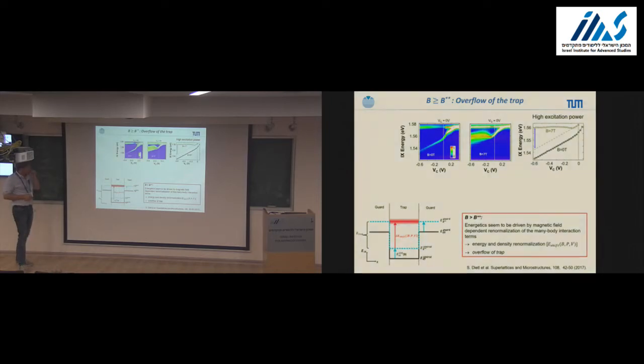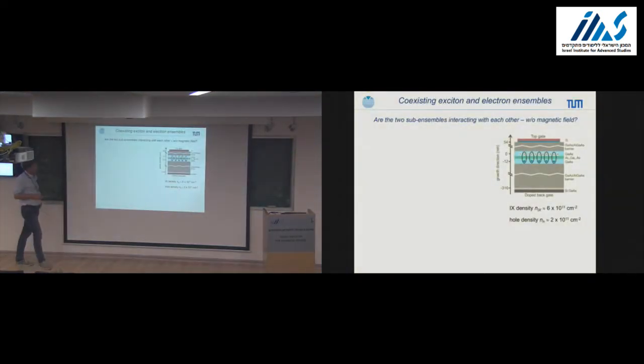Okay, so the question is now, do the two sub-ensembles, the indirect excitons and the holes, interact with each other also without magnetic field. So I would like to present the following experiment. It's on the same heterostructure, and let's say we have holes in the top quantum well and excitons formed with electrons in the lower quantum well. The densities which we are talking about are about these values here.